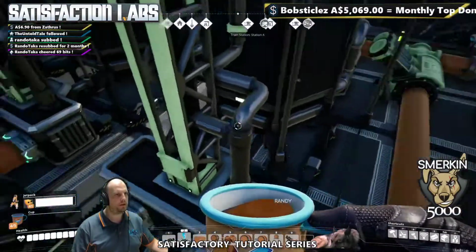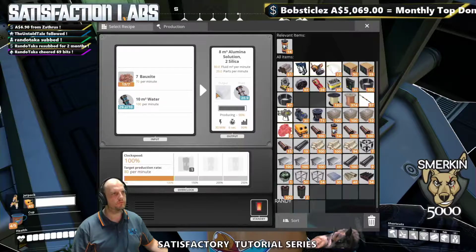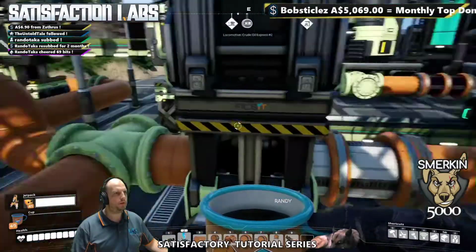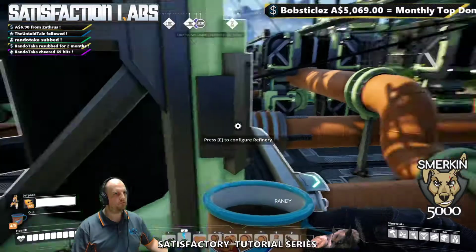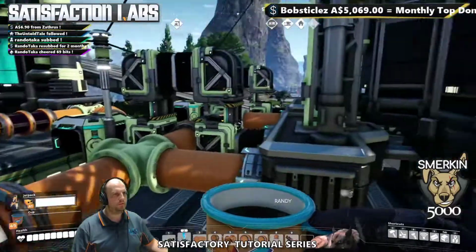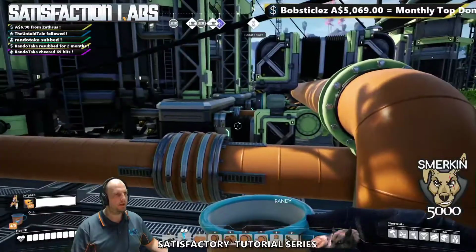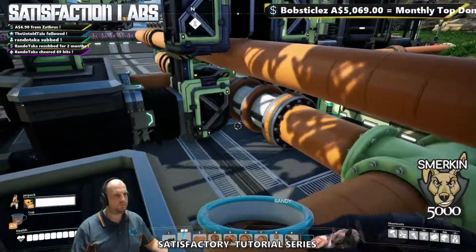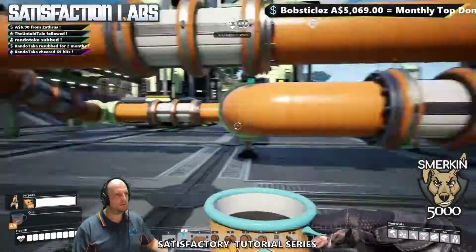So what's happening here is we have the incoming bauxite and water that's outputting the aluminum solution and the silica. So it's creating that much aluminum solution that I have 3 refineries in one pipe and another 3 refineries in another pipe. It's because there was more than the required amount, and you can see it's building up there.